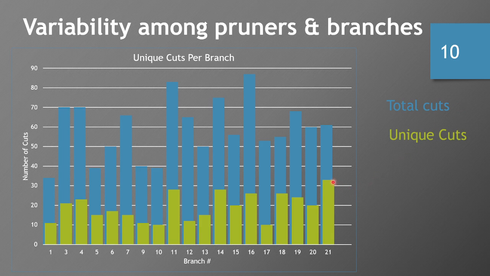And even on number 21 here, half of those were unique. And that's very inconsistent and very not uniform that there are this many points that only one pruner decided should be cut, and the rest said, no, that doesn't need to be cut. It's fine the way it is.